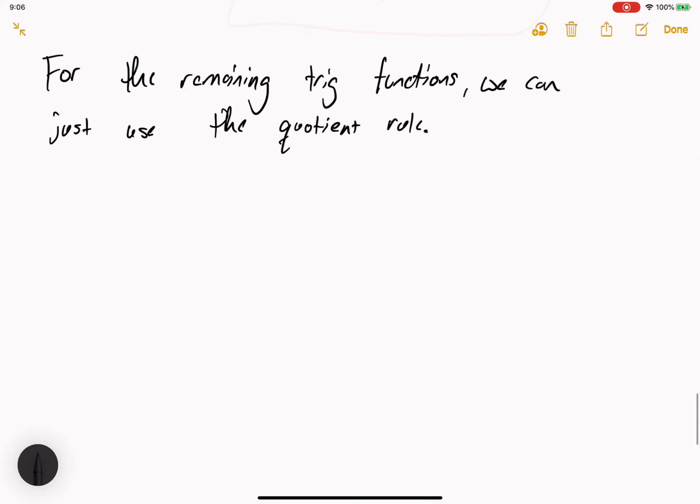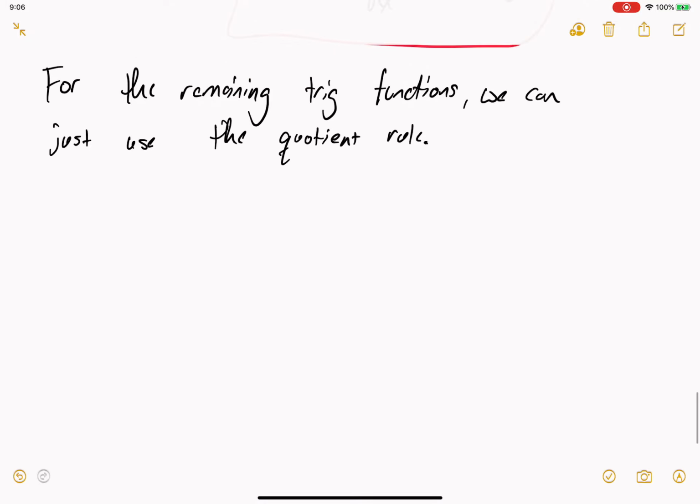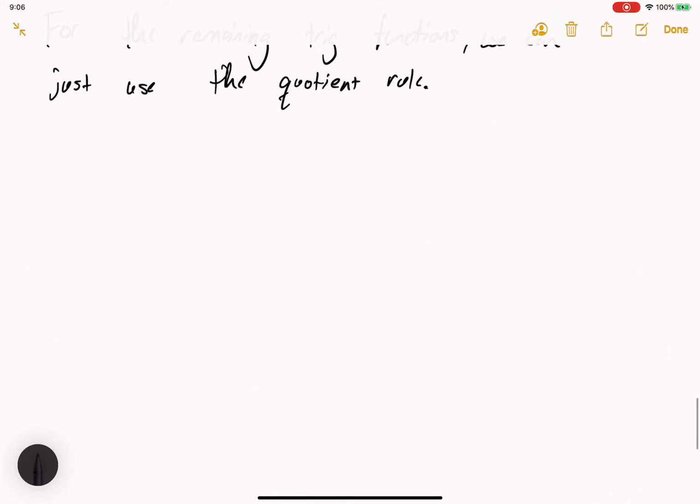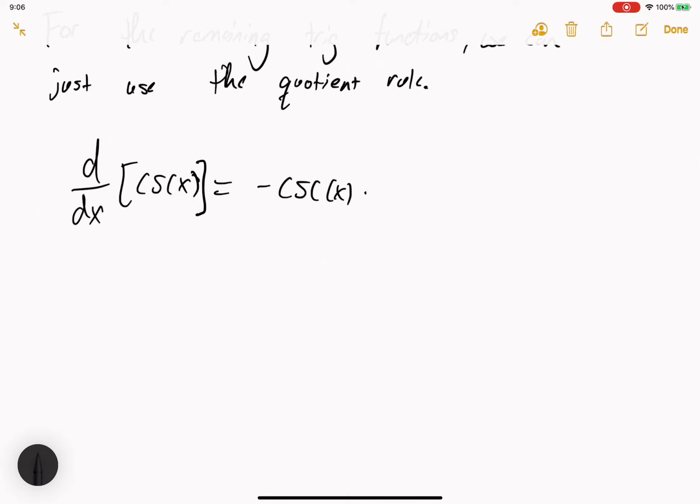And again, you can verify this on your own. Actually, I'd recommend verifying these derivatives on your own, because it's just good practice. And it's cool to do math and verify identities. I like doing it. So the first one is the derivative of cosecant of x is equal to negative cosecant of x times cotangent of x.